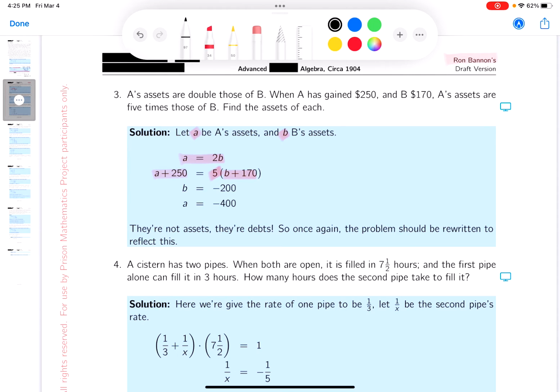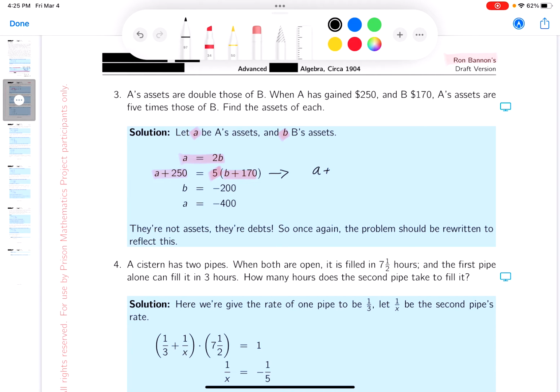And it says find the assets of each. They want to find A and B. Well, I'm going to try to solve this equation. And I always say this is where thinking stops. I've been teaching a long time, and I always say to students, once we write down an equation, all thought about the word problem stops. We just simply solve it. What do you get over here?